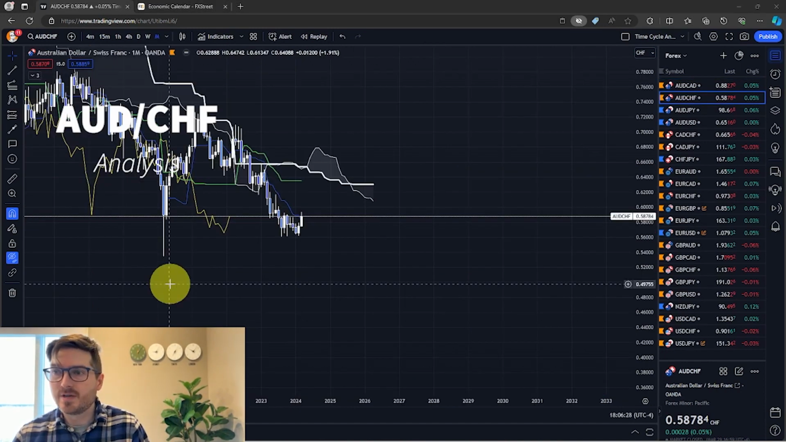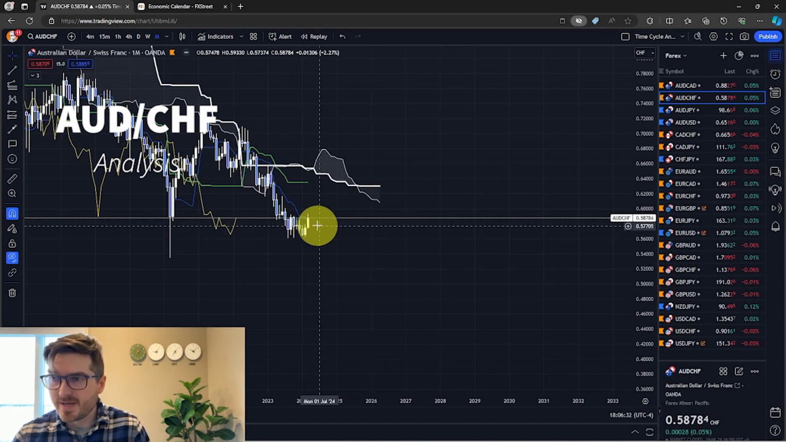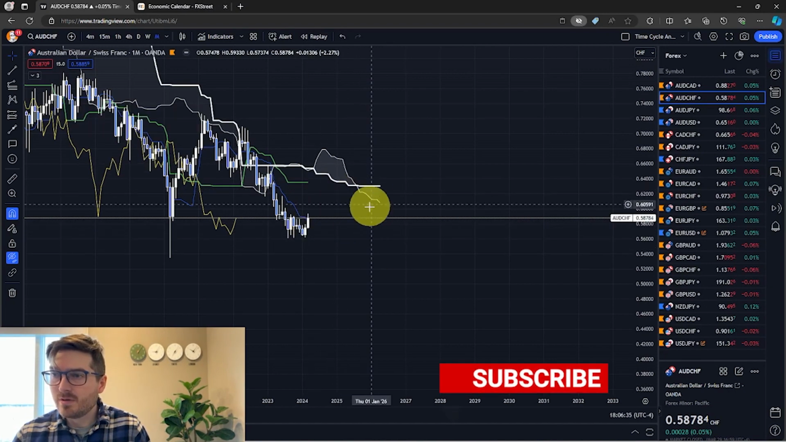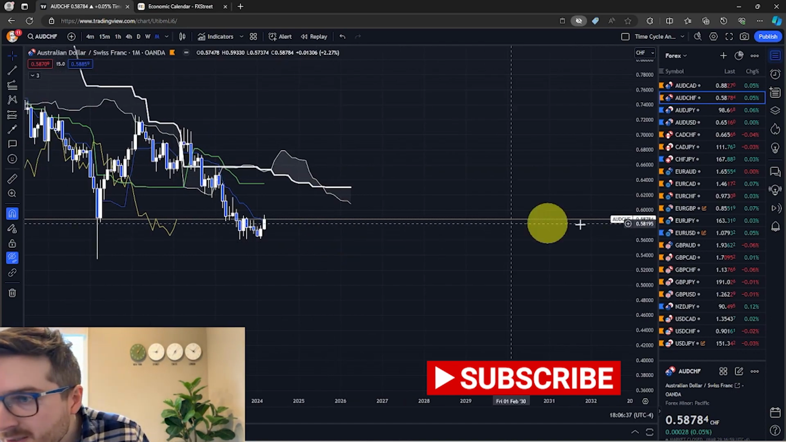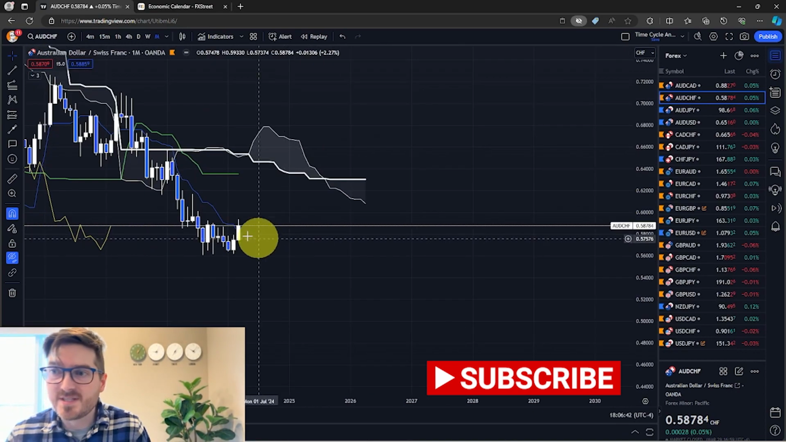Okay, AUD Swiss franc on the monthly. So guys, this past month we've had a retracement back to the Tenkan-sen here, but overall, since price, hold on, let's see if it closed. So it did close, price closed above the Tenkan-sen.